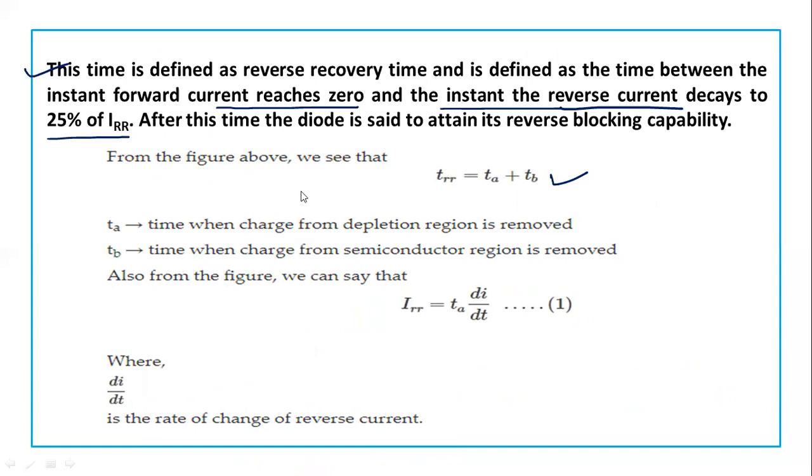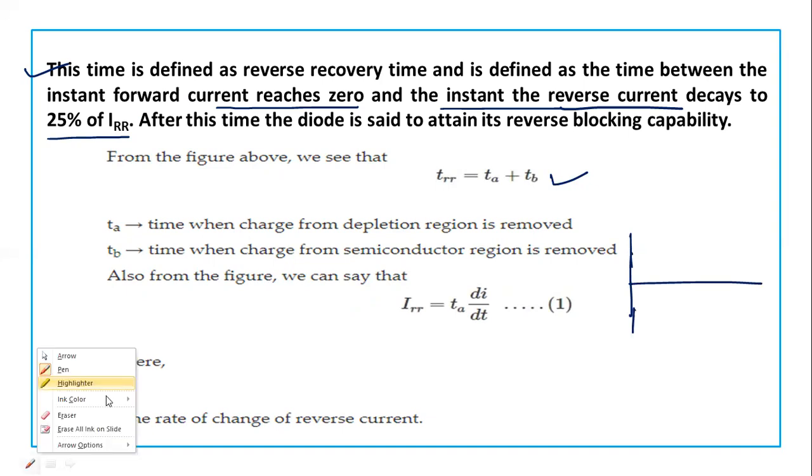So TA is actually the time taken for the charge from the depletion region to be removed. Also, from the figure we can say that IRR is equal to TA into di by dt. So this is the figure here. I will just draw it here for better clarity. This is the reverse recovery charge. It should be very clear with this.